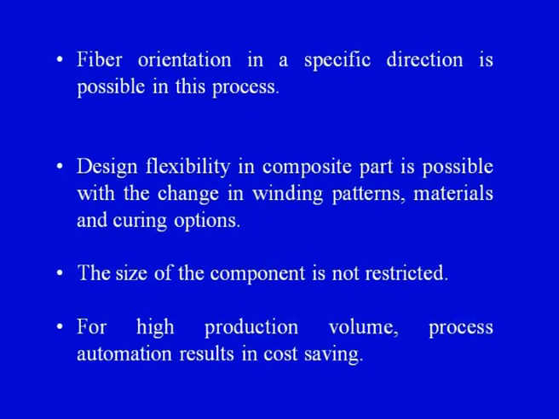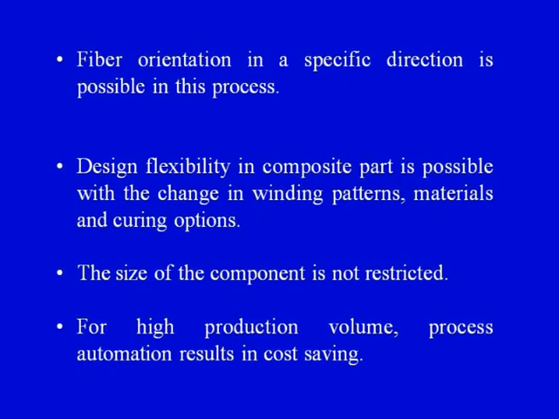So, fiber orientation in a specific direction is possible in this process, as we have seen that the winding pattern will depend upon the rotational speed of the mandrel and the linear movement of the carriage. So, we can dictate the fiber orientation in the filament wound product. Design flexibility in composite part is possible with the change in the winding pattern, materials and the curing options. So, it is a versatile process, we can choose the raw materials, we can dictate or design the winding patterns, and we can adequately choose the curing options.